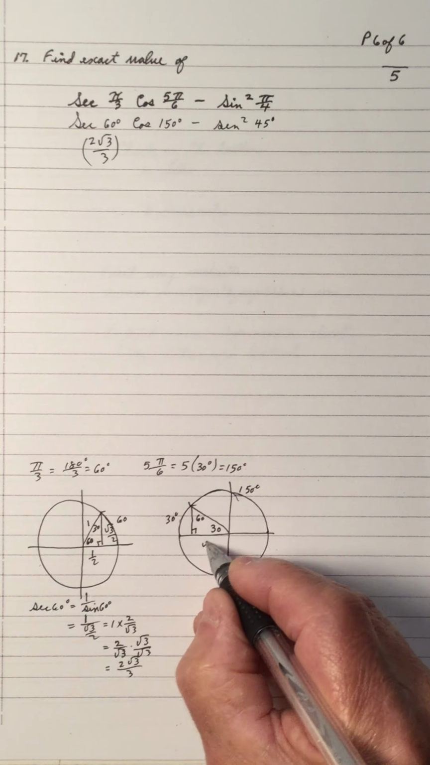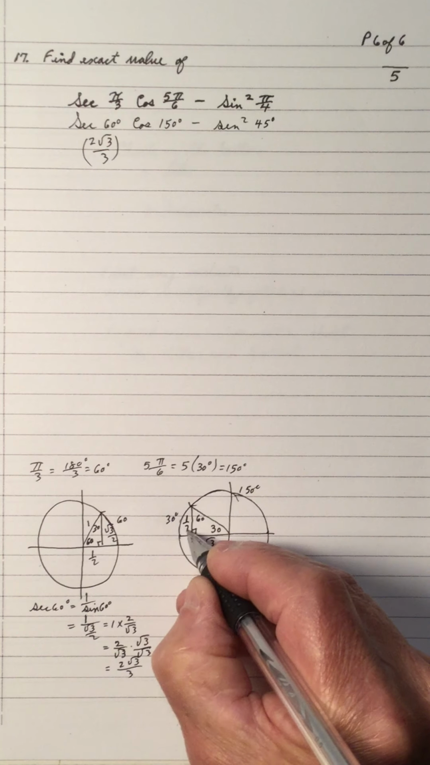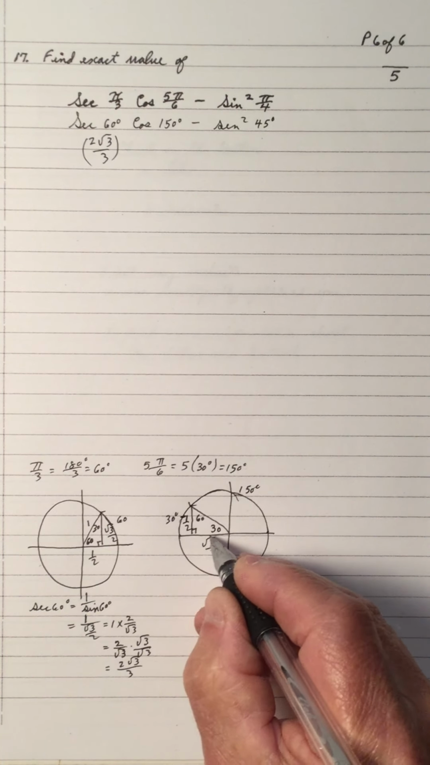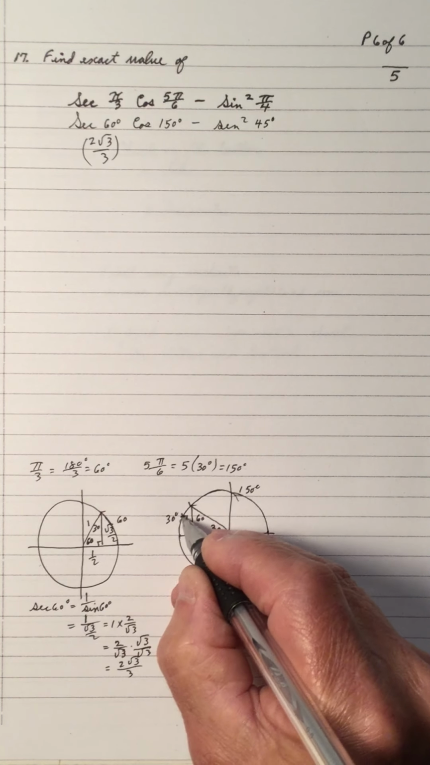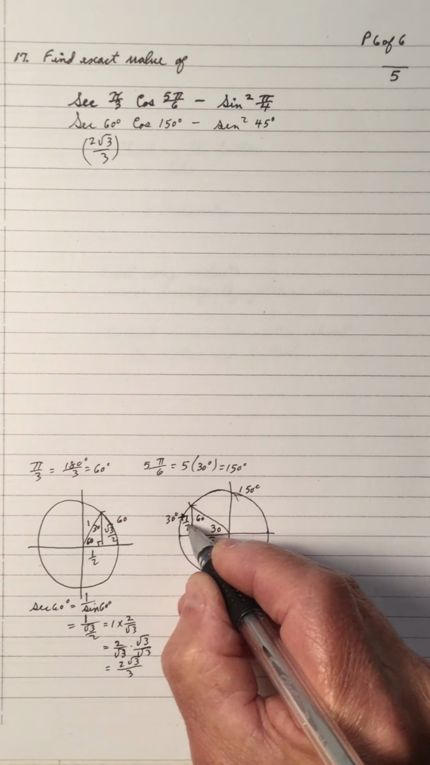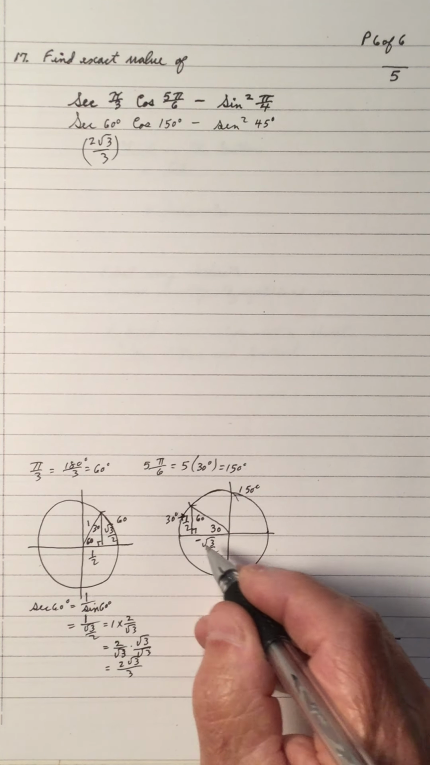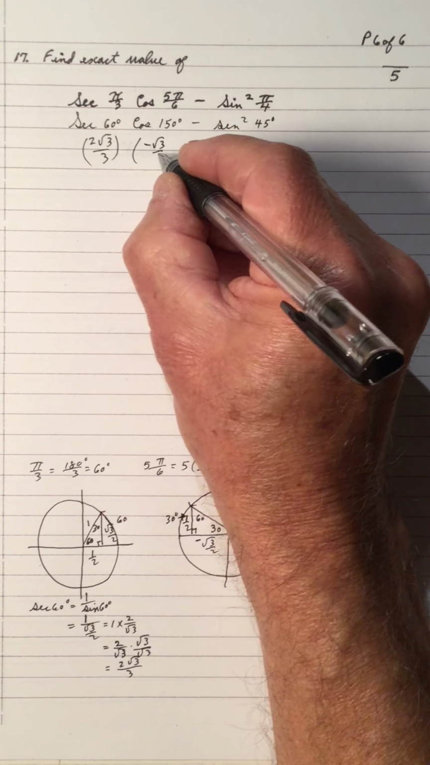So opposite to 60 is root 3 over 2. Opposite to 30 is a half. The x is negative. This is the x negative. This is the y positive. You gotta be careful. The x is negative. The y is positive. Cos is the x. So that's a negative root 3 over 2.